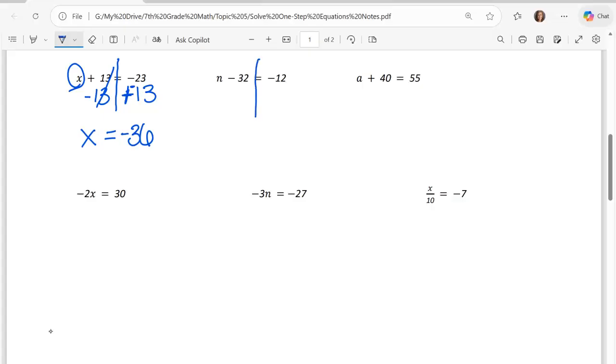Okay, let's draw our line. To get n by itself, we need to do the opposite of subtracting 32. We need to add 32 to both sides.